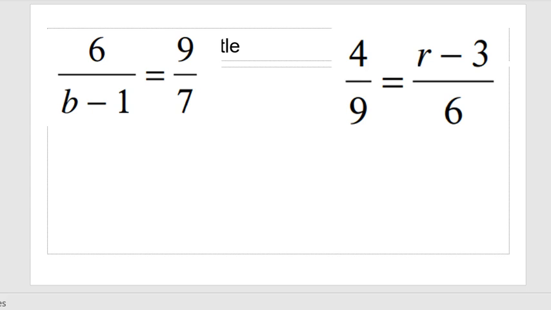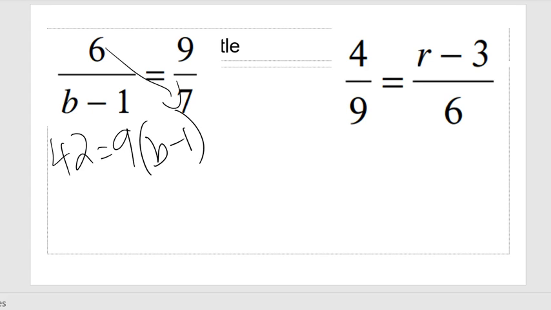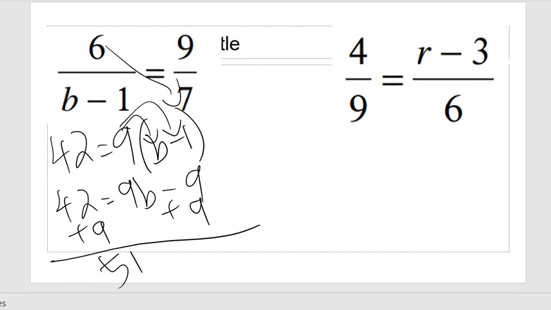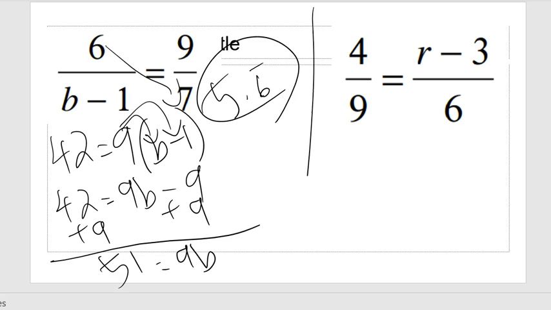There we go. Alright, last two examples we're going to go over. These two. So cross multiply, you get 6 times 7 is 42. 9 times b minus 1. We distribute that 9 out, we get 42 equals 9b minus 9. Add 9 over. And you get 51 equals 9b. Divide both sides by 9. You get, I'm just going to put 5.6. With that line above it, that means it repeats forever.